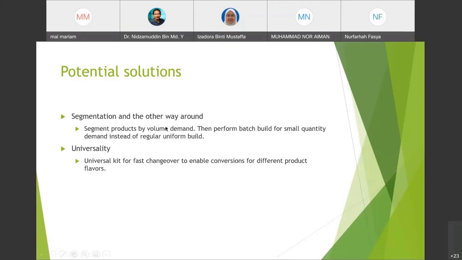Okay, the other way around is then perform batch build for small quantity demands instead of regular uniform build. Instead of building more product, how about you just build small quantity demands instead of regular uniform build. So it is based on your demand. You produce bit by bit, or you wait for a demand, then you produce. So another suggestion is universality. Universality as a universal kit for fast changeover to enable conversion from different product levels.